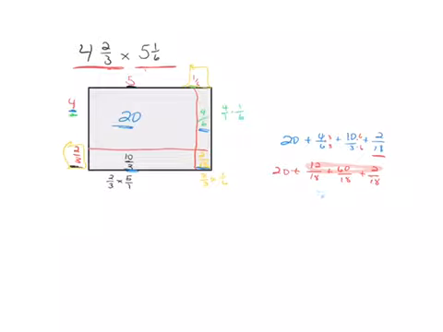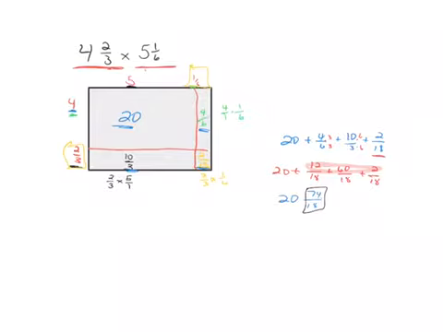When I add it up, I get 74/18. What I need to do is take this improper fraction and write it as a mixed number. So I need to figure out how many 18s go into 74.